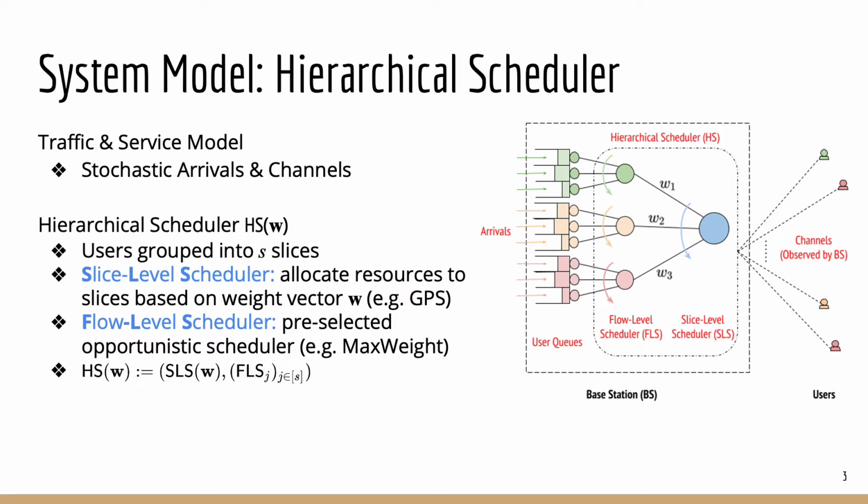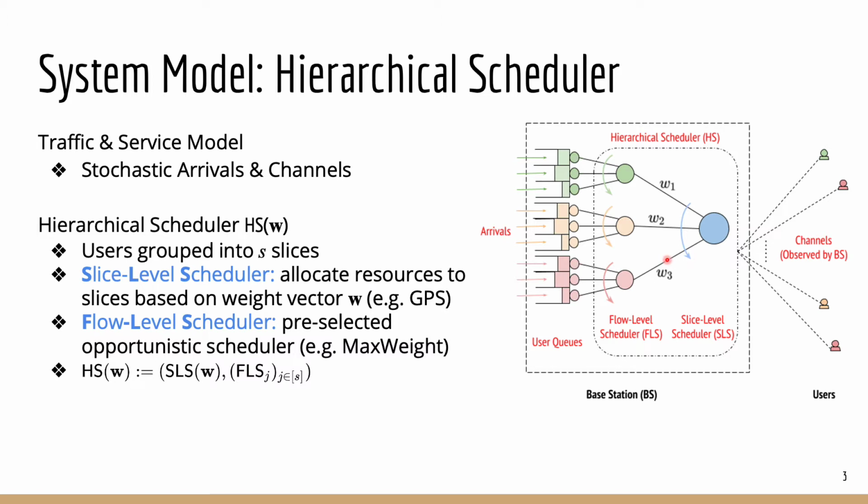Here we introduce a general model of the hierarchical structure which we consider in our paper. We assume stochastic packet arrivals for traffic flows, each associated with a queue. And each user experiences random channels as well, which can be observed by the base station. Compared to a classical scheduling model, in network slicing, users first group into S slices, or say S groups. There is a slice-level scheduler, which allocates resources to slices based on some allocation parameter. We call it the weight W.